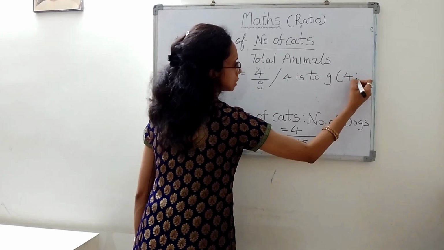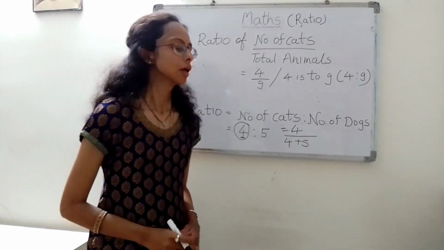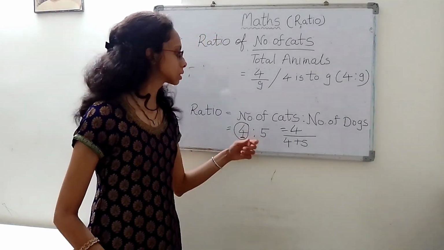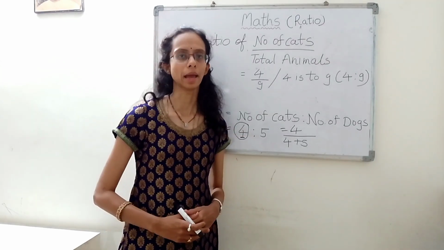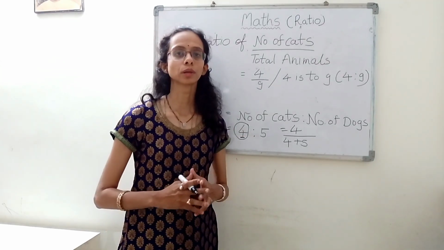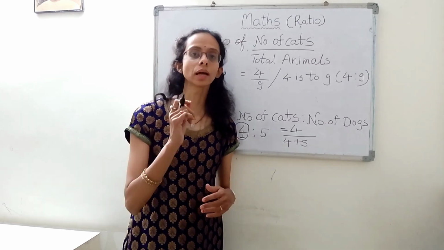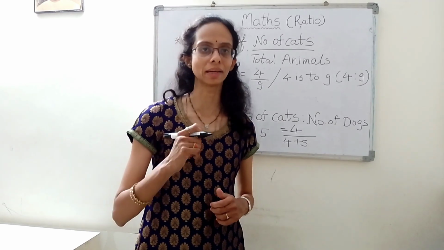Understood, my dear students? I hope now the concept is very much clear. Now my question to you, dear students, is what is the ratio of the number of dogs to the total number of animals? So that also you can easily find out, right? And whatever answer you get, do not forget to write it down in the comment section.